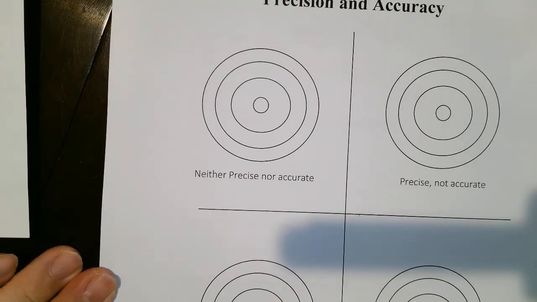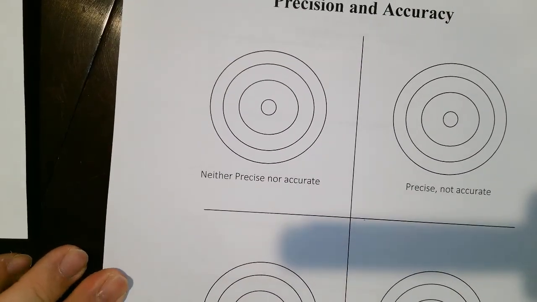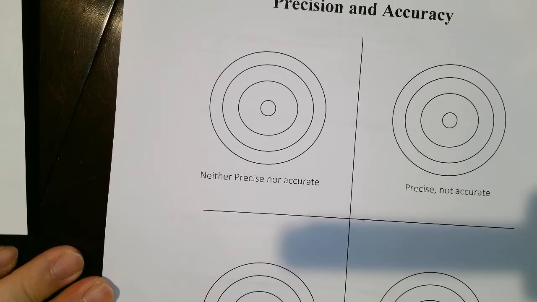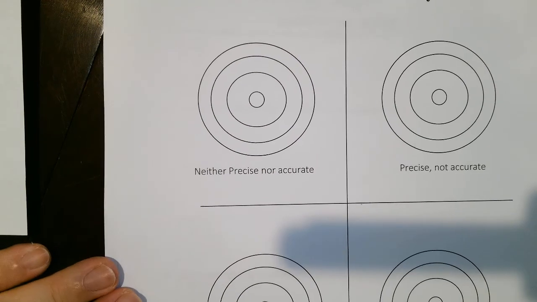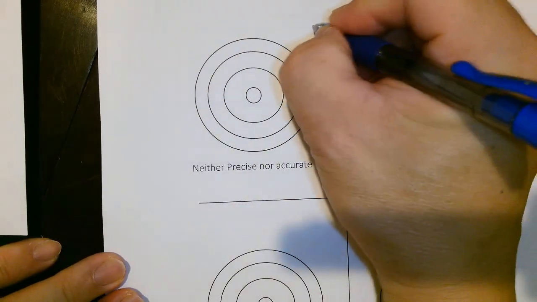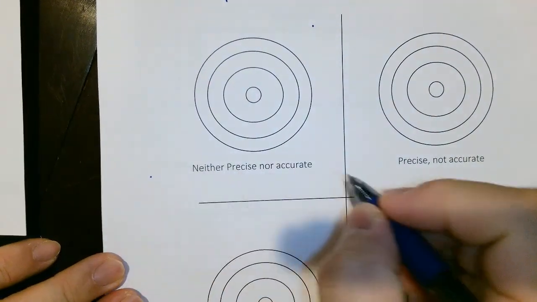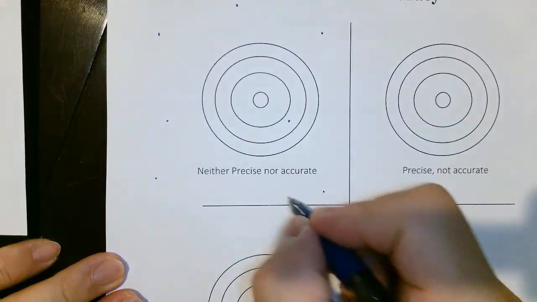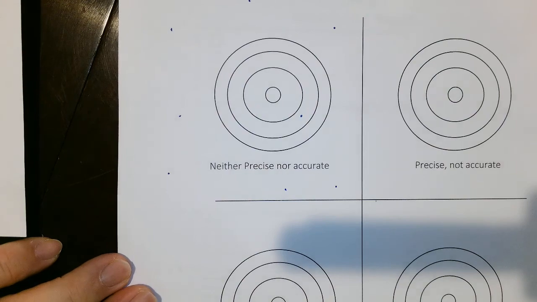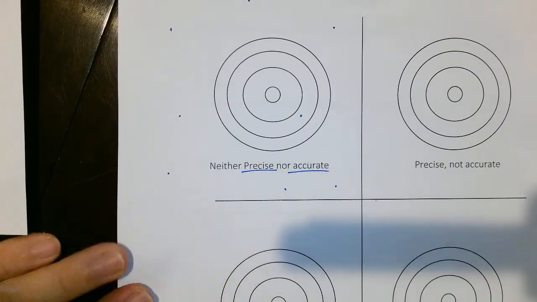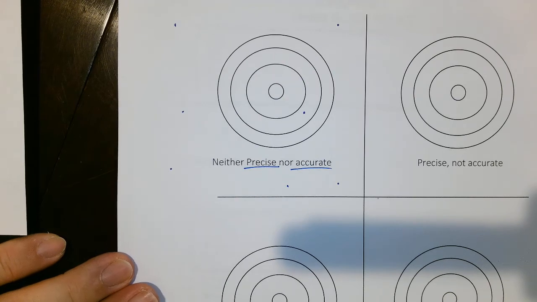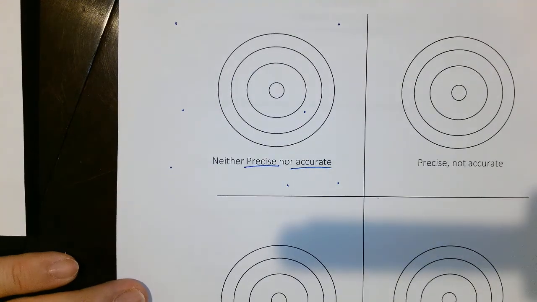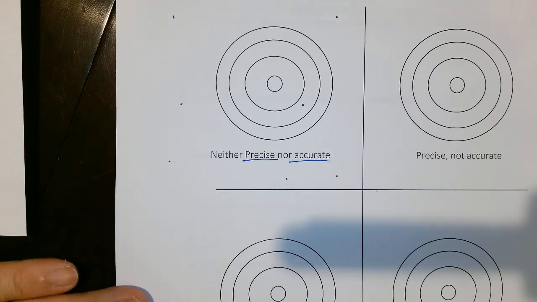If we were to go to a target range and shoot some arrows, right? And if you're really not good at this and you're there for the first time, you shoot an arrow and you're hitting all over the place, right? This is neither precise nor accurate. There's no precision there whatsoever, and nothing is really on the target, right?